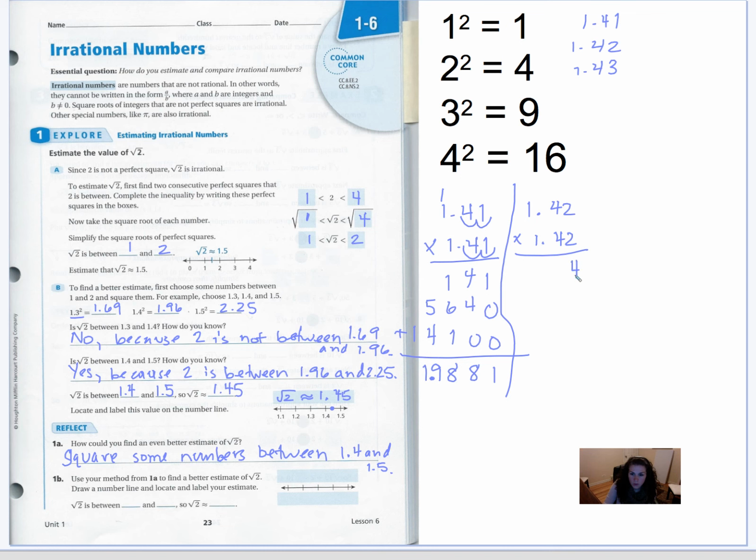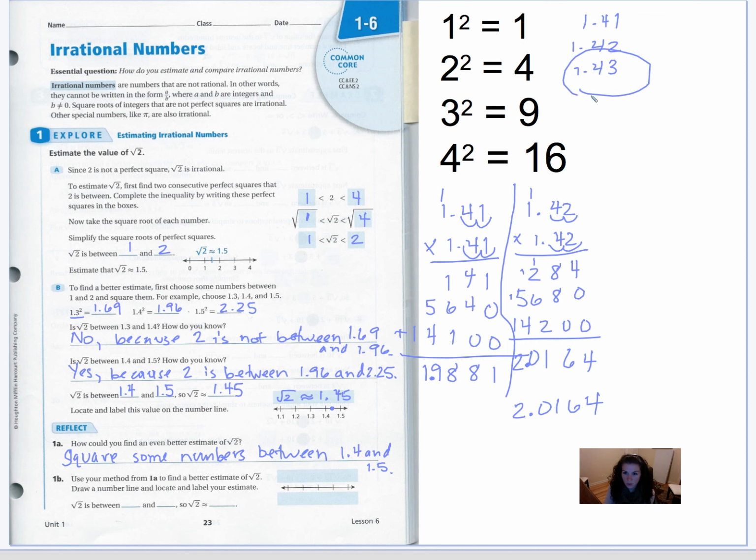So now let's try 1.42. 2 times 2 is 4, 2 times 4 is 8, 2 times 1 is 2. Put the 0. 4 times 2 is 8, 4 times 4 is 16, and 4 times 1 is 4, plus 1 is 5. Put two zeros. 1 times 2 is 2, 1 times 4 is 4, and 1 times 1 is 1. If I could squeeze it in there, and let's add these up. I need to move the decimal 1, 2, 3, 4. So 1, 2, 3, 4 would be, in case that's hard to read, I'll rewrite it down here. It's 2.0164.